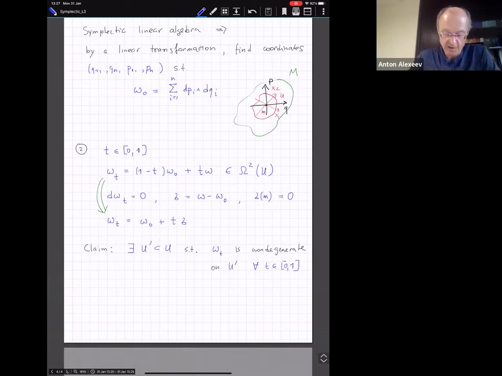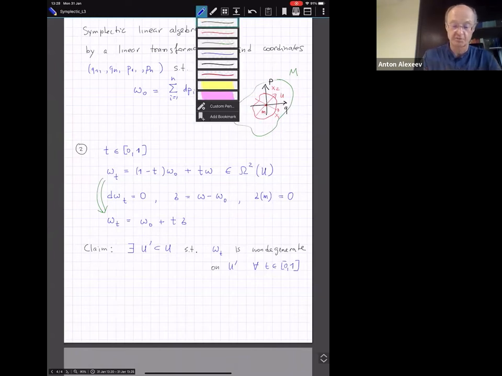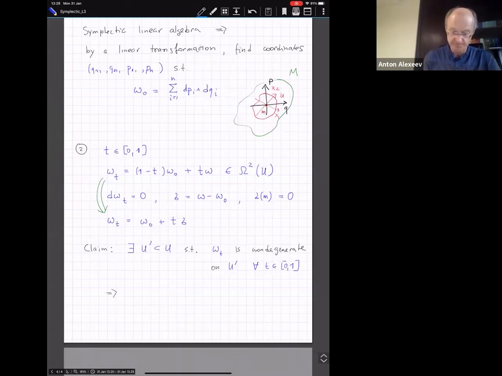Okay, so you see what happens now. We knew that omega naught was symplectic, but now we have a whole family of omegas, those omega t's, which are symplectic on this U prime. So this whole family, omega t for t in [0,1], is symplectic on U prime.